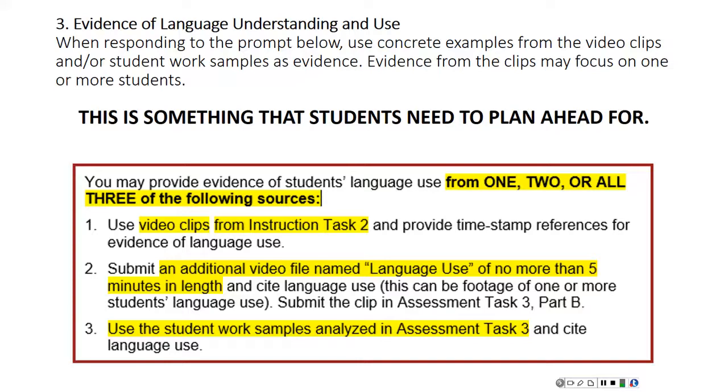So you need to have a video clip for academic language use. It can be an additional file that you label language use. It can't be any more than 5 minutes. Or it needs to be part of the video clips that you have for task 2. Or it could be part of the student work samples that you have for task 3. But you need to plan for that. And once you plan for that, you'll do better.